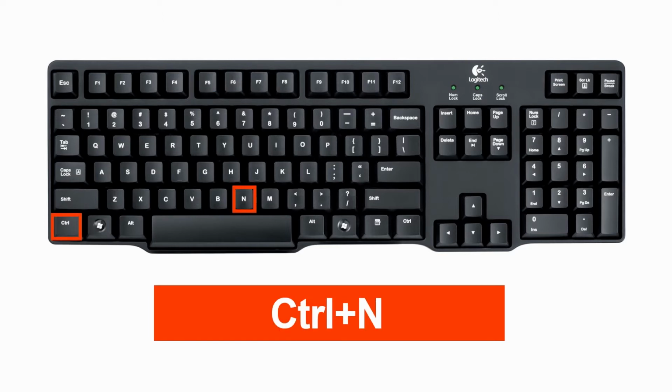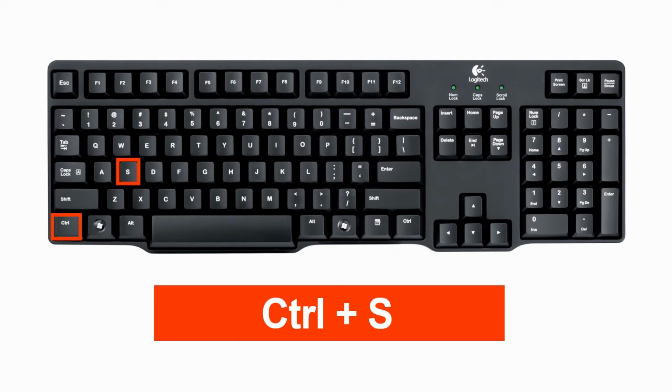Control N creates a new or blank document in some software programs. Control O opens a file in current software program. Control A, select all text. Control B, change selected text to be bold. Control I, change the selected text to be in italics. Control U changes selected text to be underlined. Control F opens find window for current document or window.